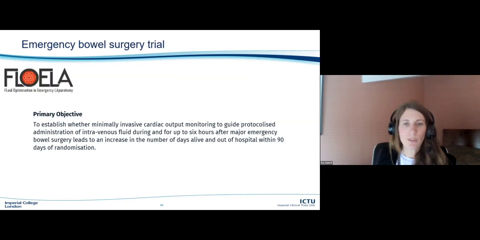Now, for a quite different trial setting, we'll now look at the Estimand used in the fluid optimization and emergency laparotomy trial. So this is Floella. So Floella is a large pragmatic emergency bowel surgery trial that's currently in recruitment. So this trial is addressing the primary objective of establishing whether minimally invasive cardiac output monitoring to guide protocolized administration of intravenous fluid during and for up to 6 hours after major emergency bowel surgery leads to an increase in the number of days alive and out of hospital within 90 days of randomization.